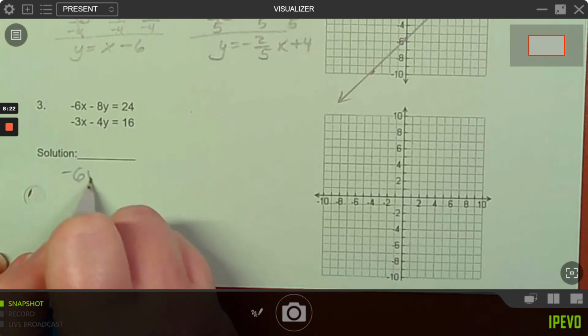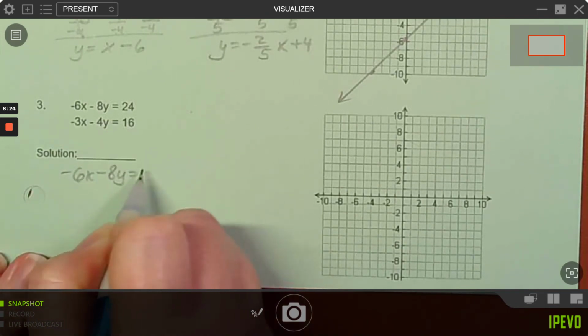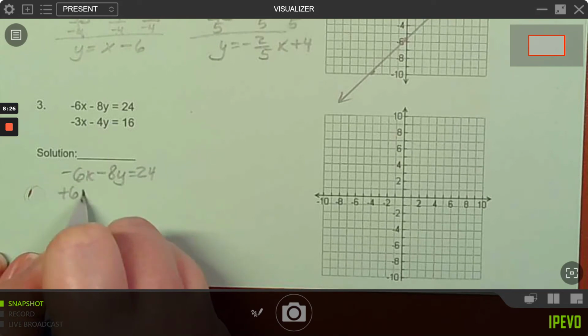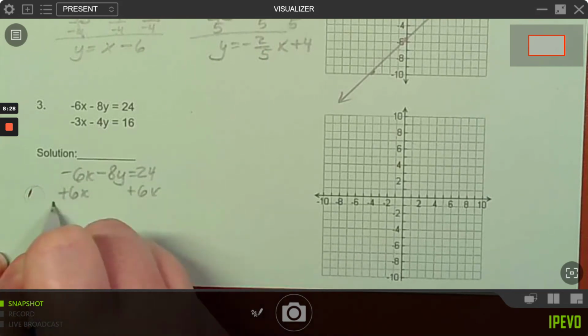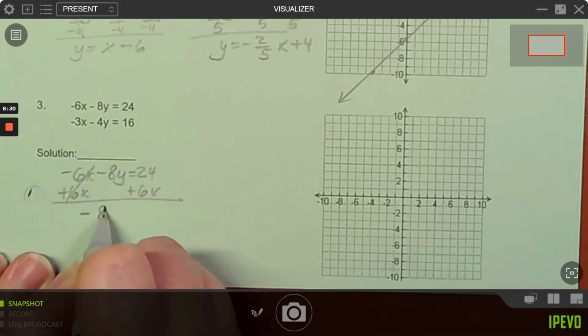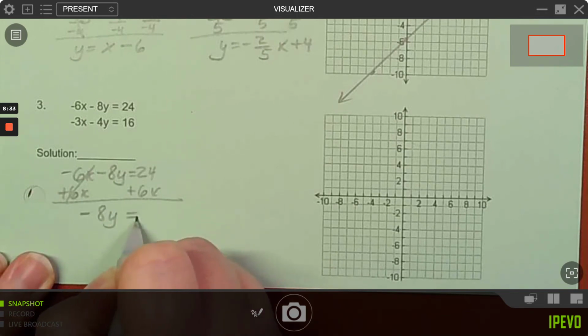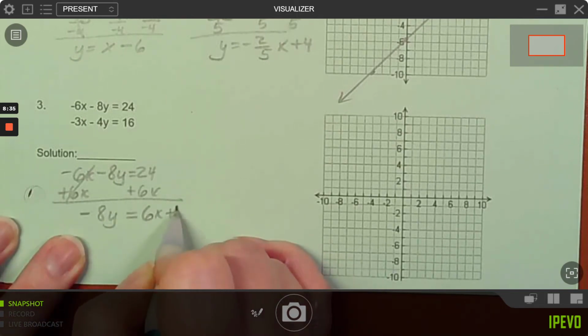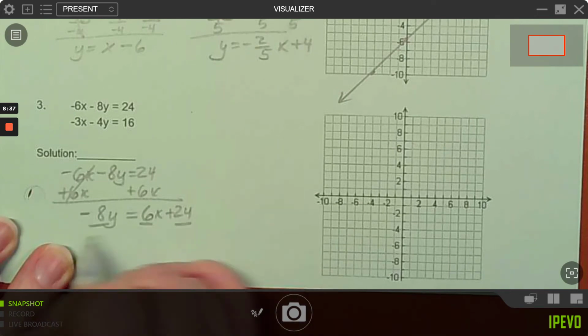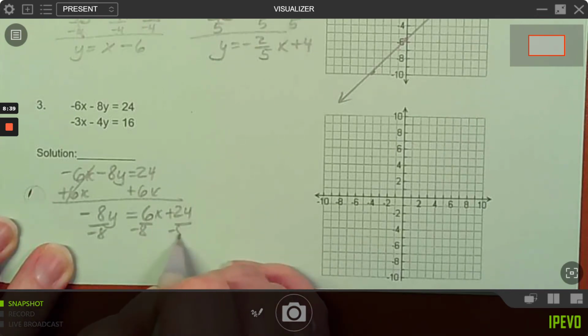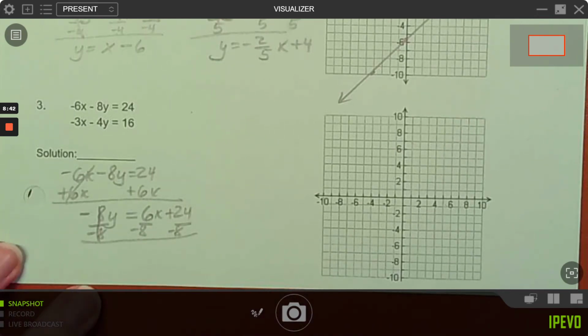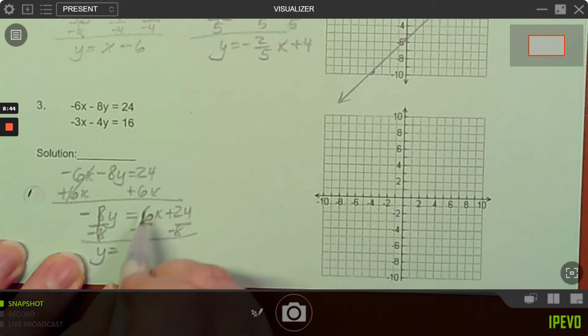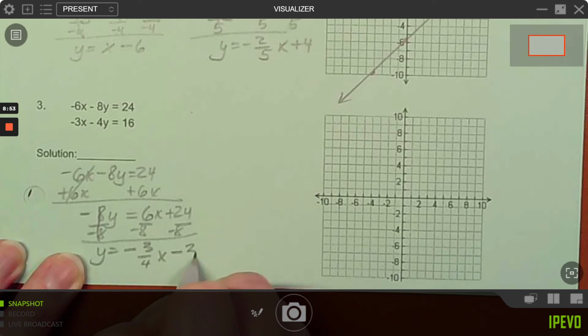Negative 6x minus 8y equals 24. We will add 6x to each side. That gives us negative 8y equals 6x plus 24. Okay, and then we divide each term by 8 to get y equals, and 6 and 8 have a GCF of 2, so 3/4, so negative 3/4 x minus 3.